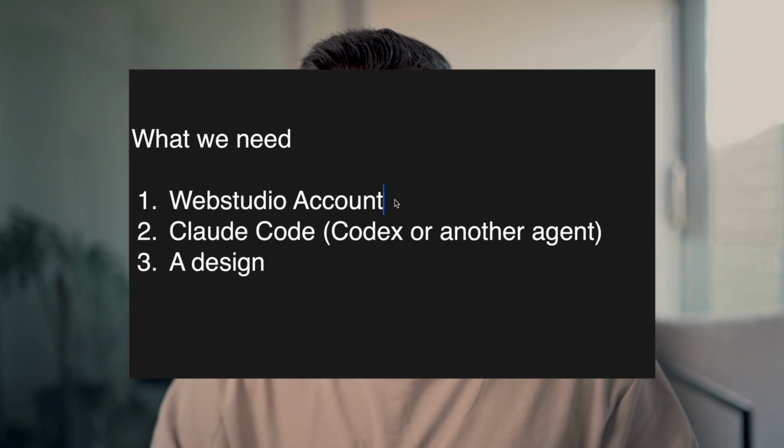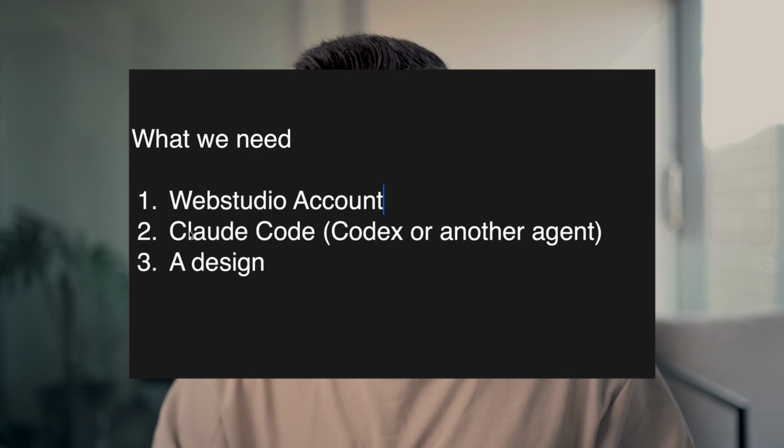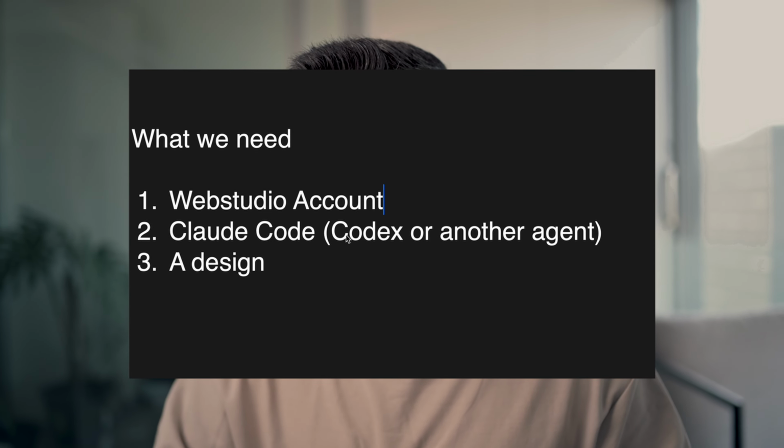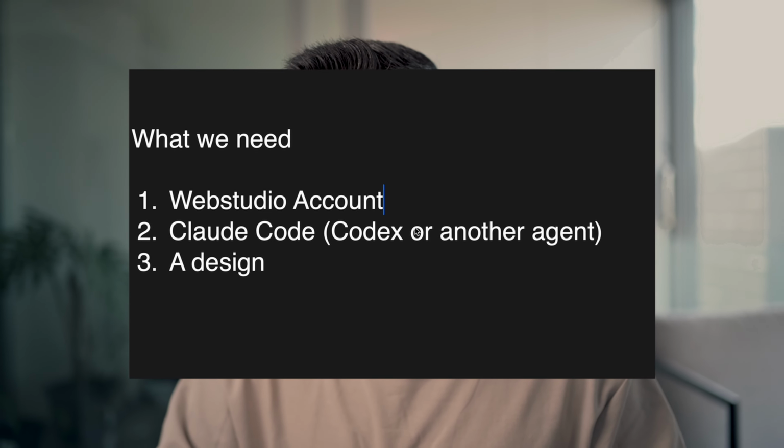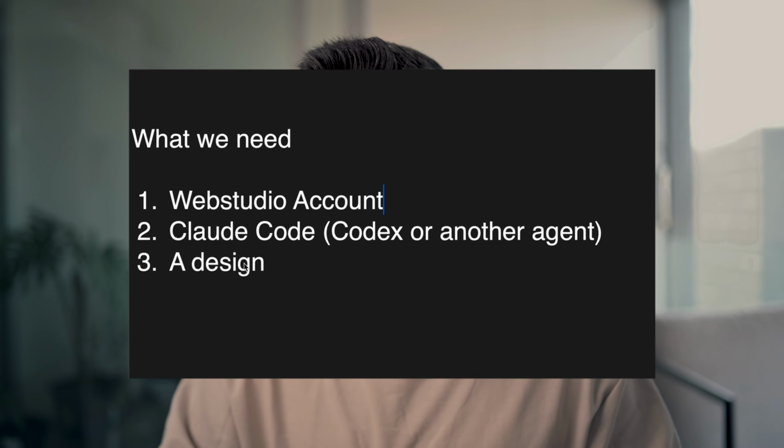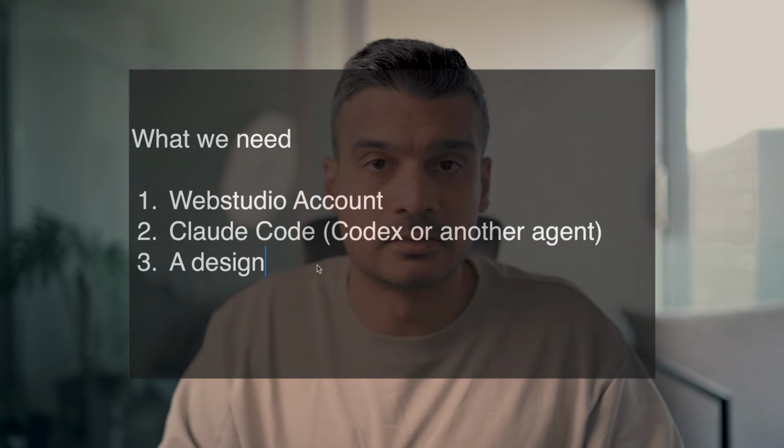Before starting, what are the three things that we need for this? We need a Webstudio account, of course, where that project will be hosted. We need Claude Code, or you can use anything else like Codex or any other agent that works with the MCP. And we need a design, of course, that we will convert into this working website.